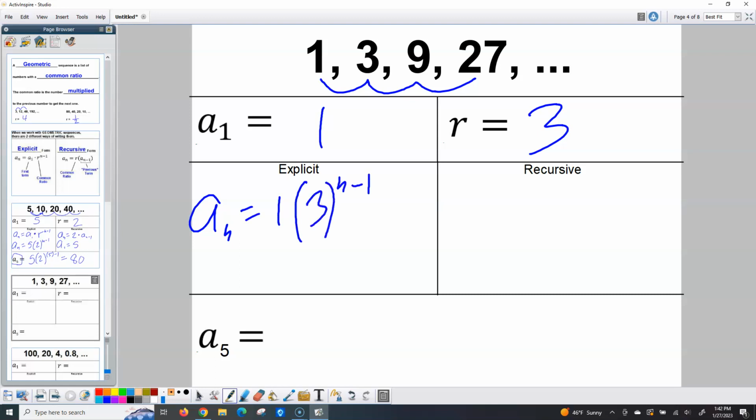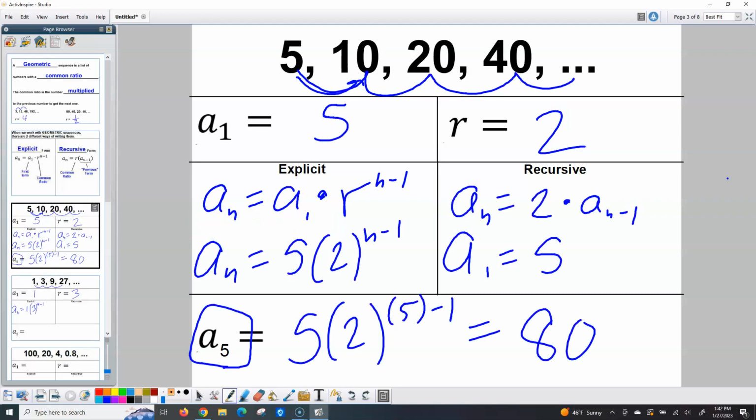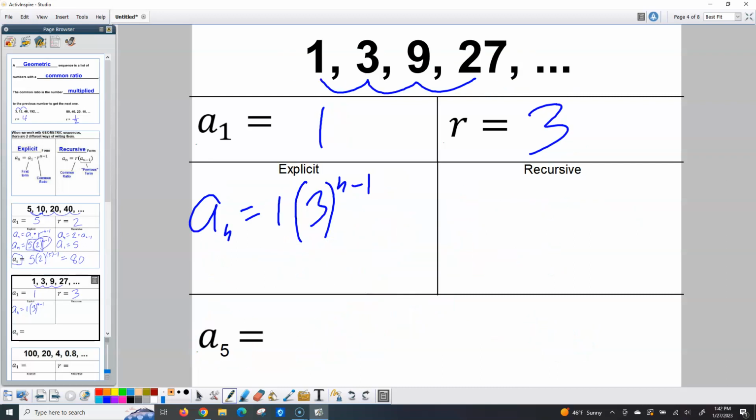Now, with that whole Please Excuse My Dear Aunt Sally order of operations right here, I can't make this 10 because I have this exponent attached to this thing. I can't say that 10. That's 5 times 2 to the n minus 1. Here, I have 1 times something, and 1 times anything is going to be anything. So I could simplify that to say 3 to the n minus 1.